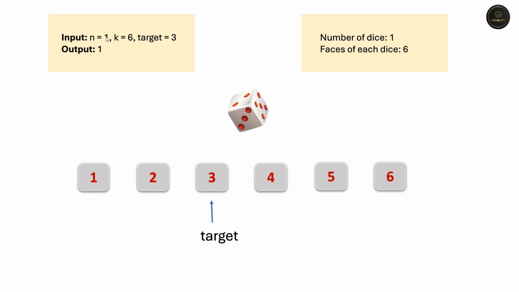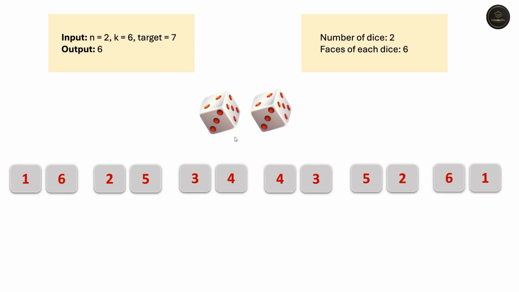We have one die and the die has 6 faces and the target is 3. So how many possible ways are there from this one die to get the target 3? Obviously only this 3, right? Each face has a value starting from 1 and ending at 6. So there is only one die which can give us the target 3. So the output is 1.